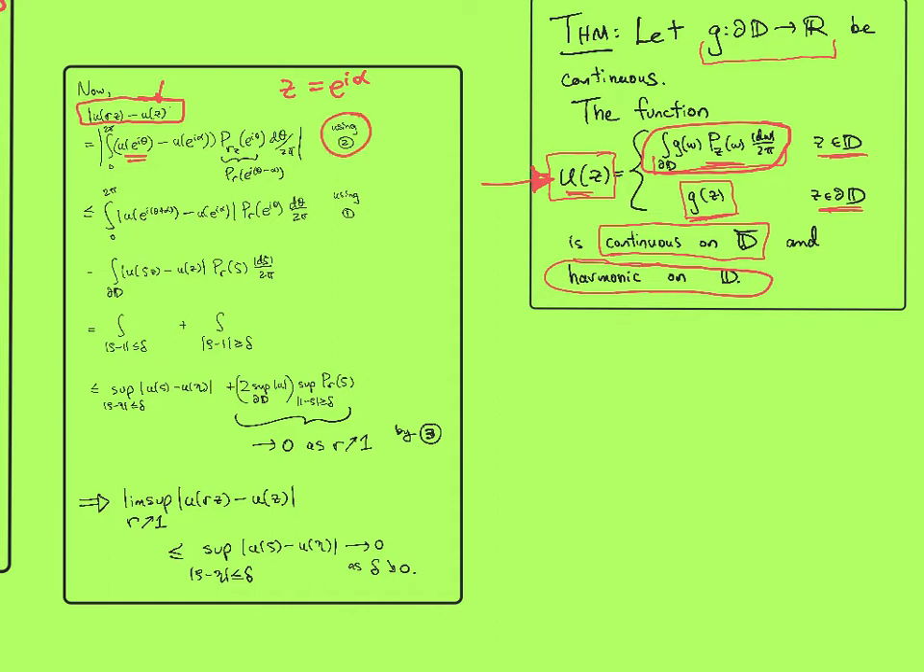So here I'm using that to bring this constant inside the integral, and that's important for comparing u of e to the i theta to u of e to the i alpha. And then I just bring absolute values in, and the Poisson kernel remains unchanged because of property 1, which is just that the Poisson kernel is positive.